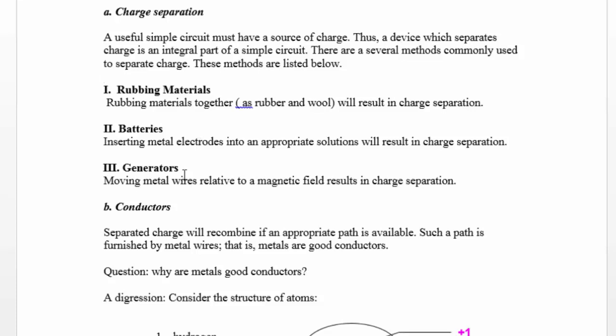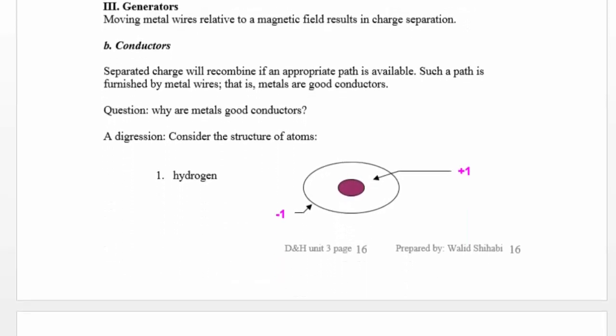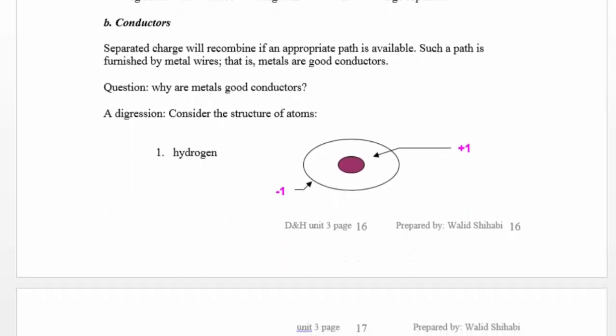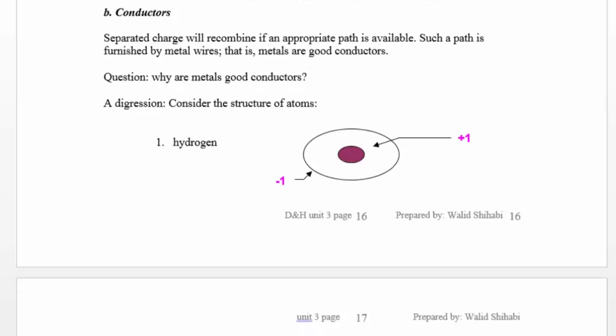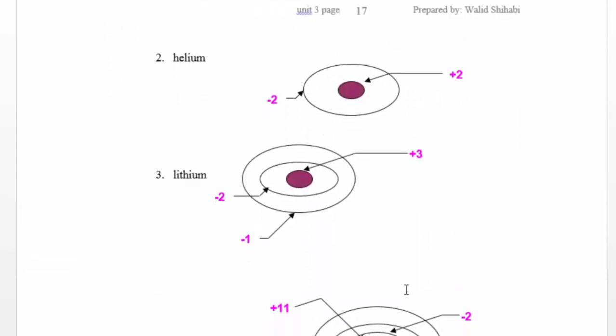The third method is generators, and the key concept behind generators is that a change in the magnetic field induces electricity, and we'll talk about generators in more detail in lesson number 16. Now regarding the conductors, as we know, metals in general are good conductors of electricity, and the reason is they have free valence electrons. Electrons in the outer level are free to move in the case of metals because they are loosely bound to the nucleus and hence can provide charges that will make up the electric current.